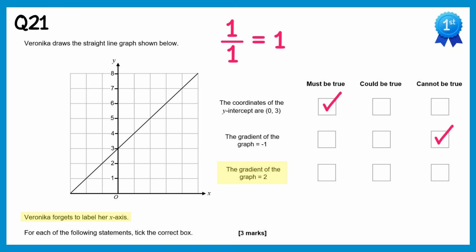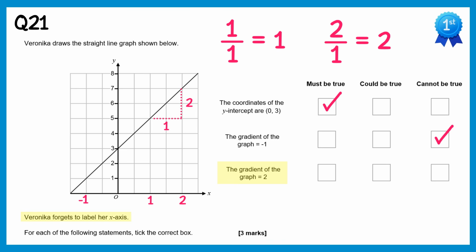But if we changed it instead so that each 2 squares represented 1, something like this, now if we draw a gradient triangle, this one here, the change in x is still 1 because it goes from 1 to 2. But the change in y goes from 5 to 7, so that's 2. So to find the gradient here, we do the change in y, which is 2, divided by the change in x, which is 1, and 2 divided by 1 is 2.